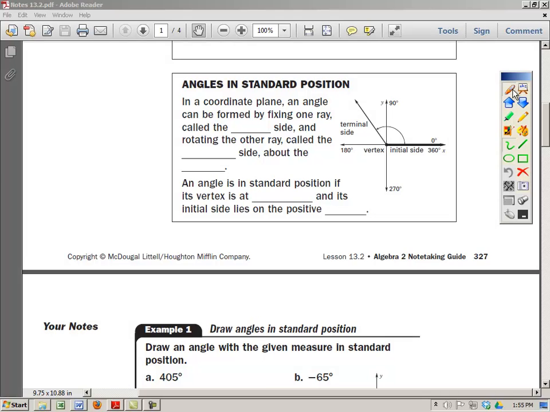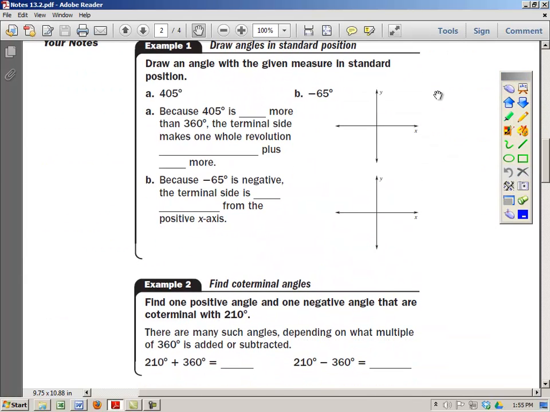Okay, so let's draw some angles in standard position. Let's go ahead and draw a 405 degree angle. Now think about 405 degrees. We know that 360 degrees is a full circle.